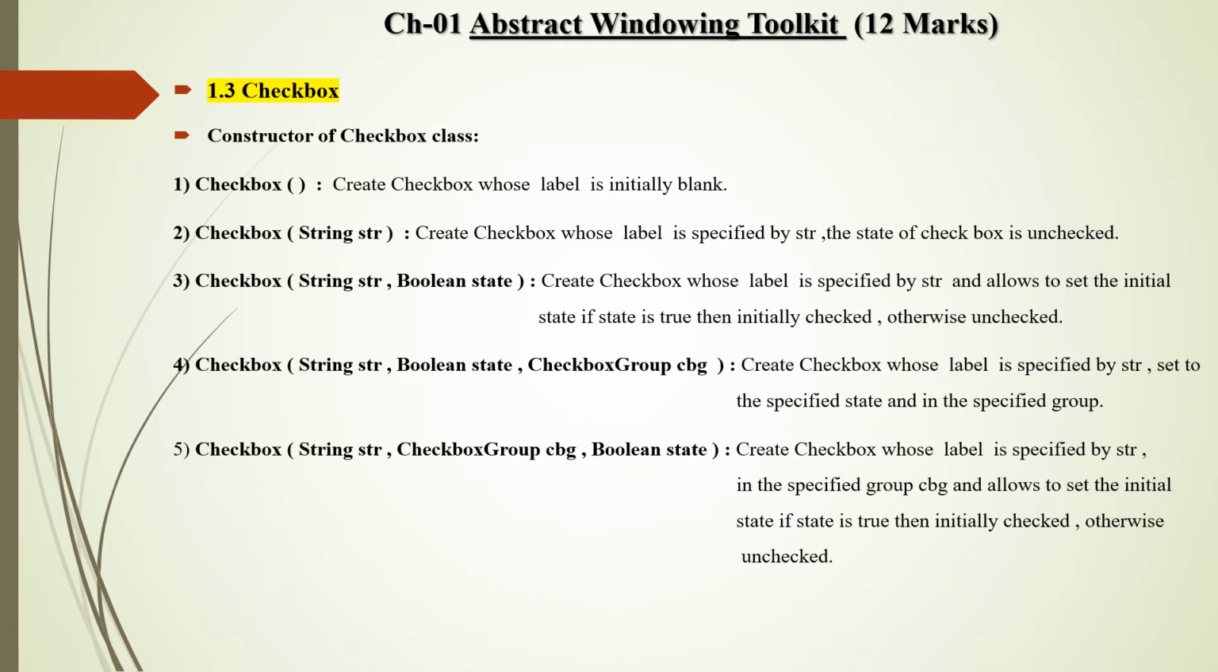The next constructor is also the same. This Checkbox has three parameters: String str, CheckboxGroup, and boolean state. In the previous constructor the sequence of parameters is different. This constructor creates a checkbox whose label is specified by str, also specifies the group of the checkbox, and allows us to set the initial state of the checkbox. If it is true, then it is initially checked, otherwise it is unchecked.